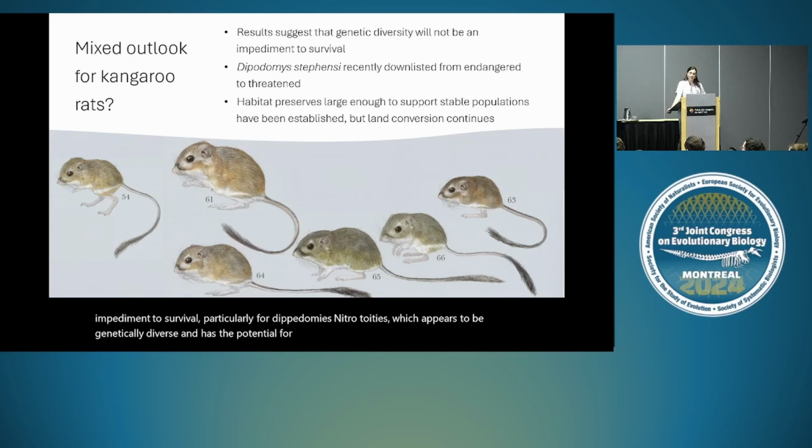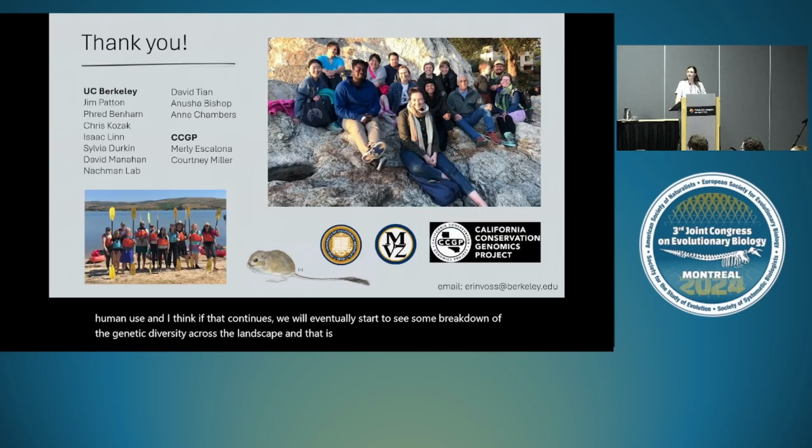And I'd also like to note that Dipodomys stevensii was recently downlisted from endangered to threatened due to successful conservation efforts in Southern California. However, we have to remember that 95% of these species' ranges has already been converted to human use. And I think if that continues, we will eventually start to see some breakdown of the genetic diversity across the landscape. And that is all I have to share with you today.